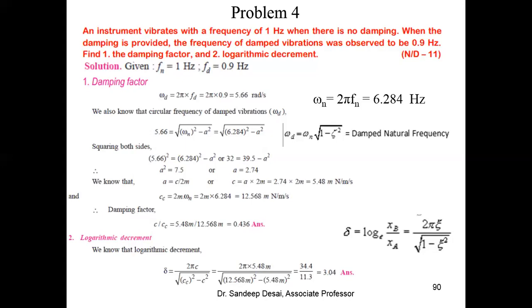First you determined omega d, then omega n, then you calculated zeta, the damping factor or damping ratio. Then by knowing the damping factor zeta, you can calculate delta, that is the logarithmic decrement, because logarithmic decrement is equal to 2 pi into zeta divided by under root 1 minus zeta square. Harshal, correct. Delta is equal to 3.